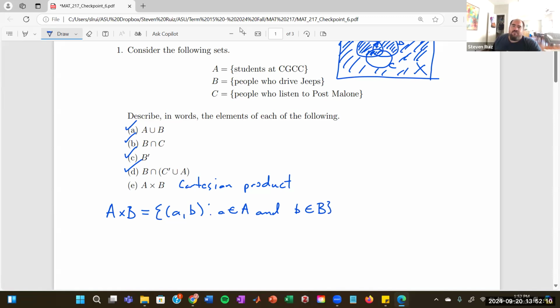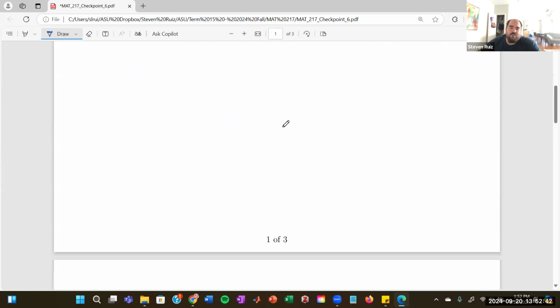So, and it's all the possible combinations of that. So basically, how many students are there at CGCC and how many people drive Jeeps? And of course, some of those are going to be the same person. But basically, what A cross B is going to be is a list of these ordered pairs, where the first element of that ordered pair is a CGCC student, and the second element of that ordered pair is going to be a Jeep driver. All right, so that's all for question one.